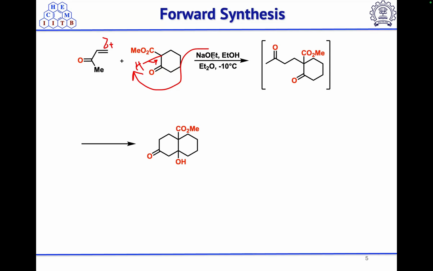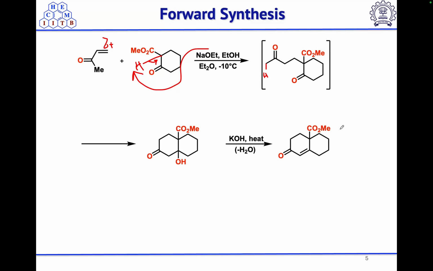This base is already there in the reaction medium, so it will take a proton from this side again, and it will undergo the aldol condensation reaction. It will generate the beta hydroxy carbonyl compound. The next step is the dehydration reaction. If you heat this reaction medium, you will get the elimination of water, and you will get the corresponding desired product.